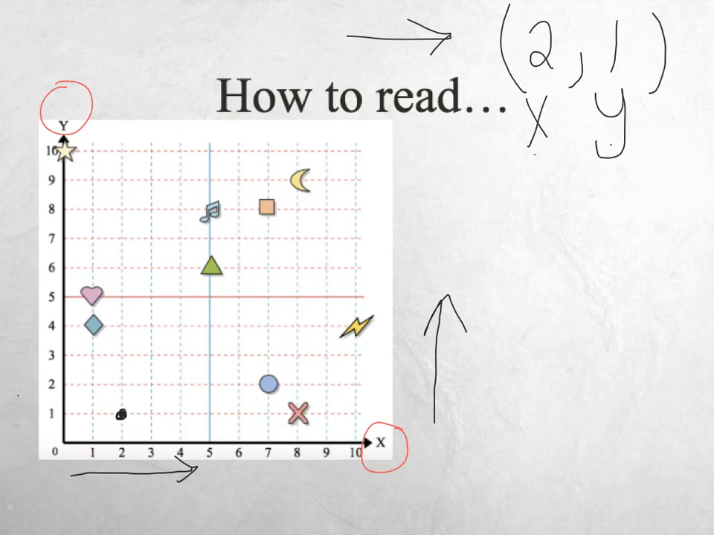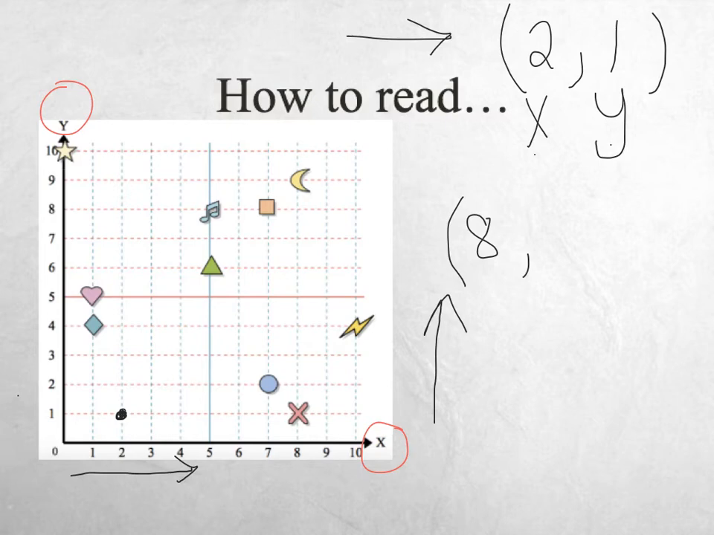1, 2, 3, 4, 5, 6, 7, 8. You also could have just easily noticed that the x was right above the 8. So that means that my first number in my coordinate set is 8. That's where it is on the x-axis.